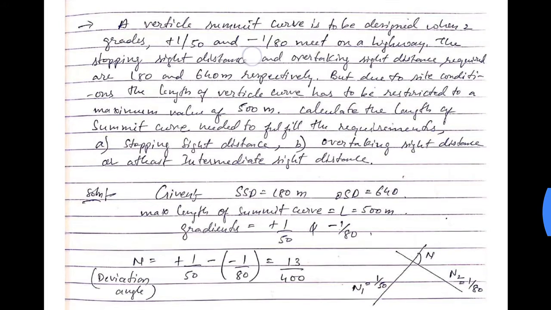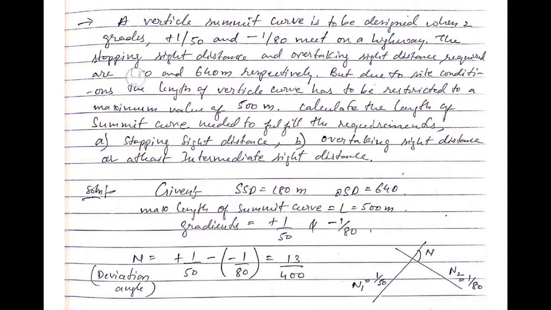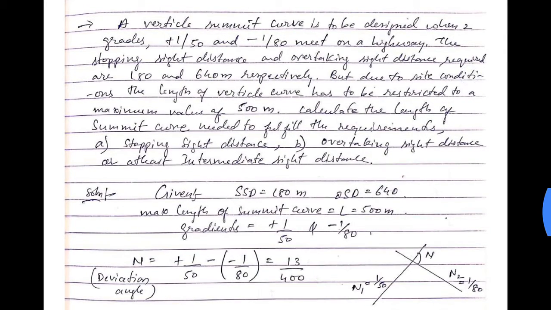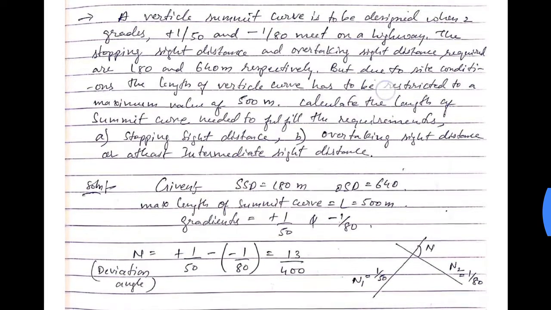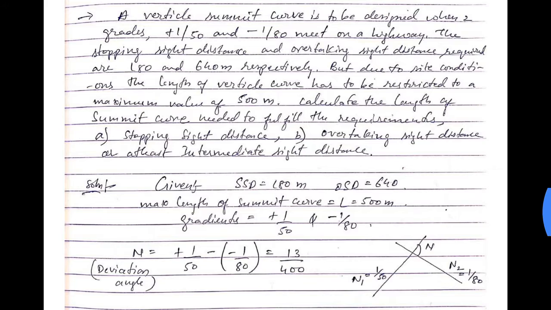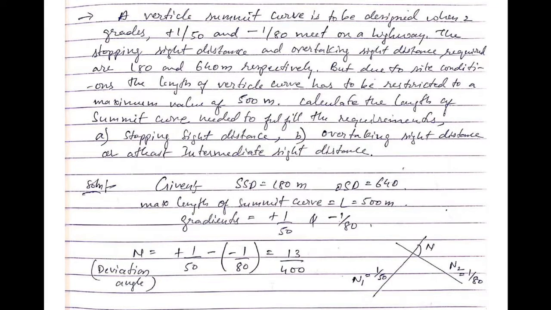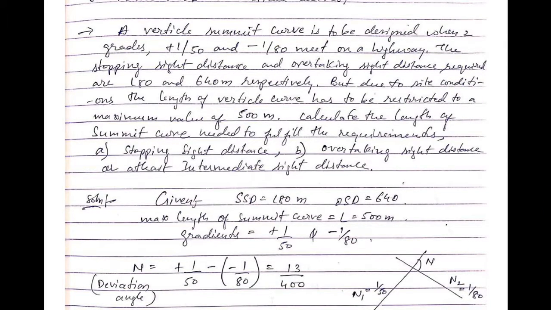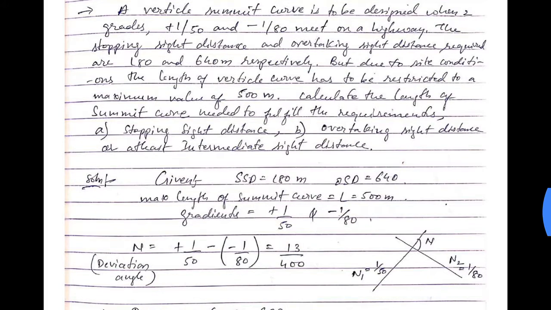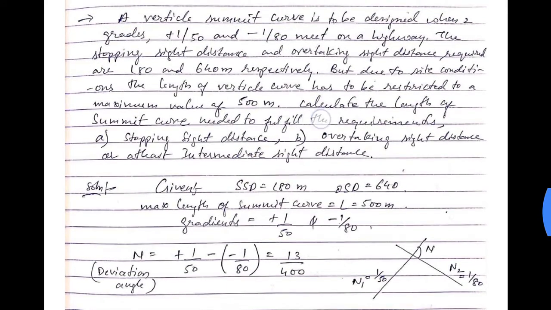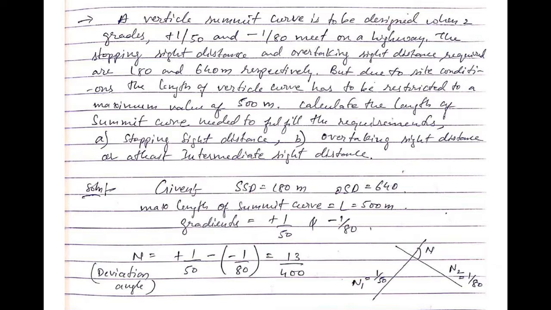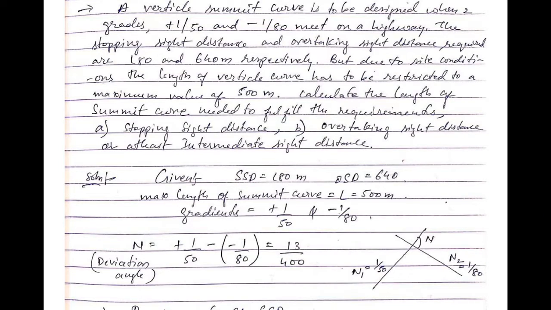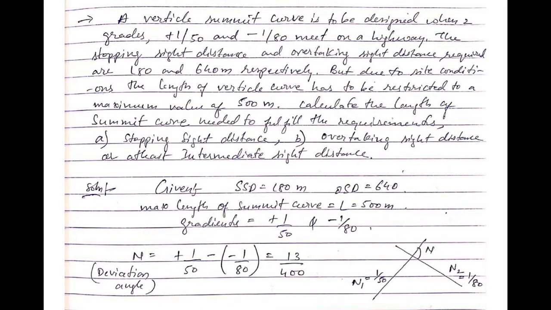The stopping sight distance and the overtaking sight distance required are 180 and 640 meters respectively. But due to site conditions, the length of vertical curve has to be restricted to a maximum value of 500 meters. So the length of curve cannot be higher than 500 meters. Calculate the length of summit curve needed to fulfill the requirements of the stopping sight distance and also overtaking sight distance, or at least intermediate sight distance.